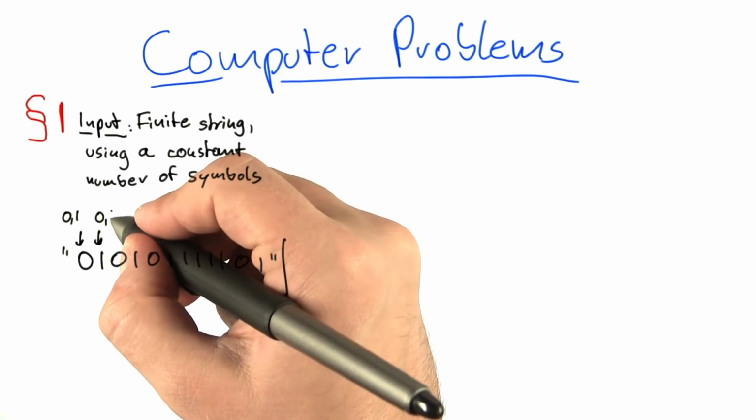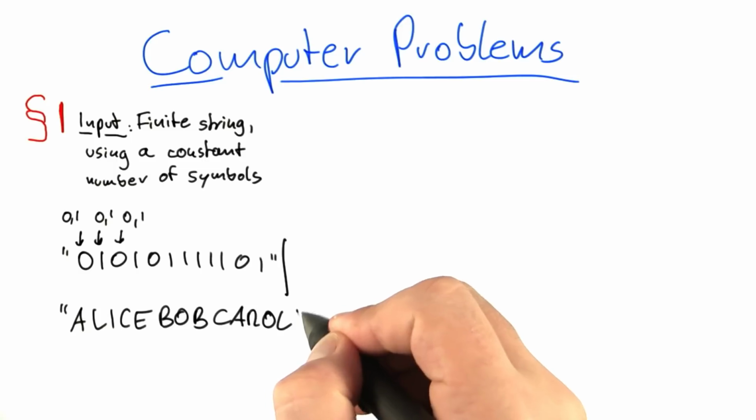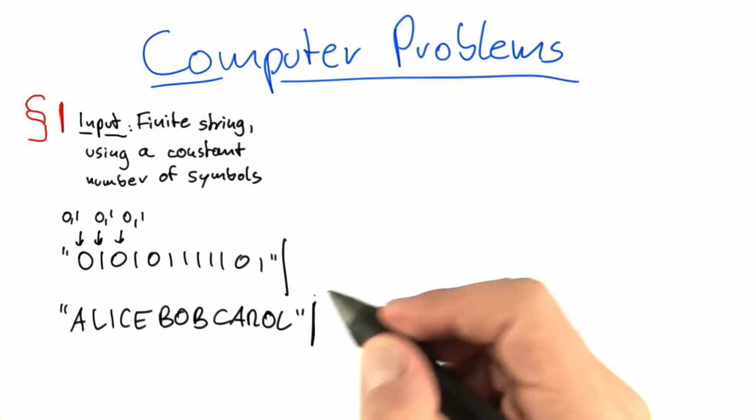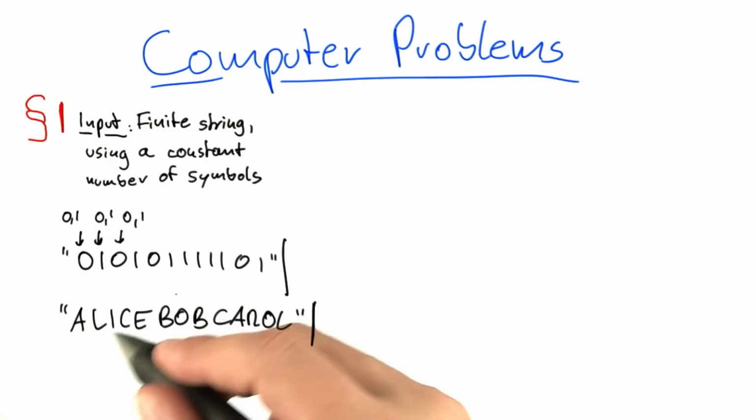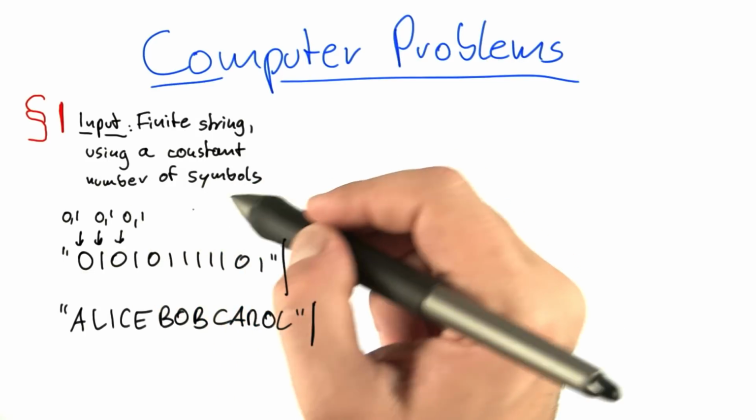Here we could have a 0 or a 1. Here we could have a 0 or a 1, and so on. You could also have a string like this. Again, it's finite in length. And this time we're using the real alphabet. So it doesn't really matter what kind of symbols you use, as long as the number is constant.